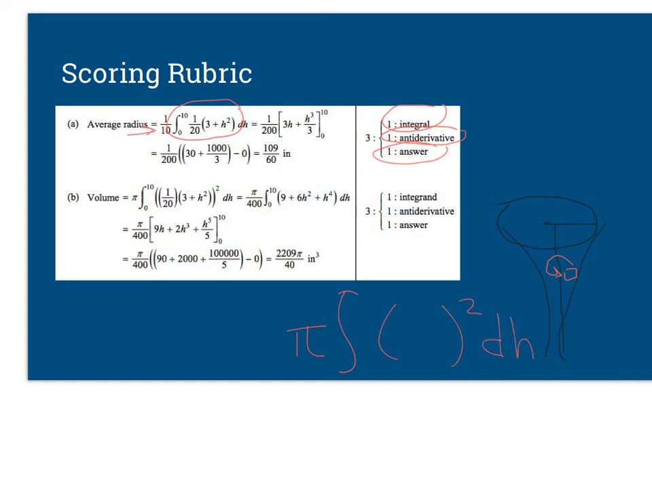So the radius then would be your formula 1 over 20 times 3 plus h squared, and you're going from 0 to 10. So again, you have to do this by hand, and so if you take out the 1 over 20 and it's squared, so it's actually 1 over 400, you get pi over 400, and you're going to integrate 3 plus h squared, squared, so you have to square that and then take the antiderivative and evaluate it from 10 to 0. So this is the integrand, antiderivative, and the answer.